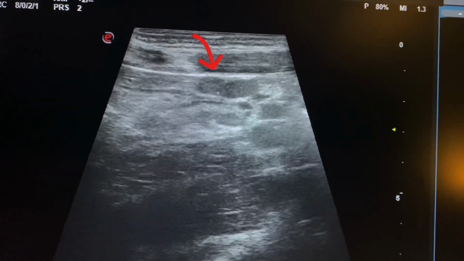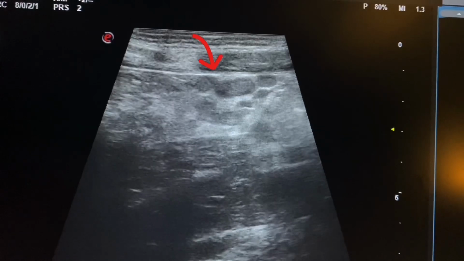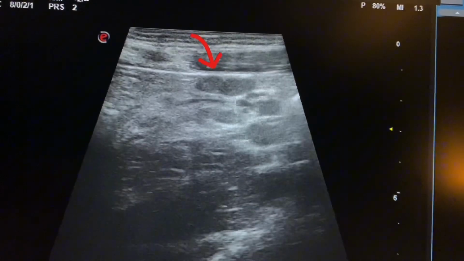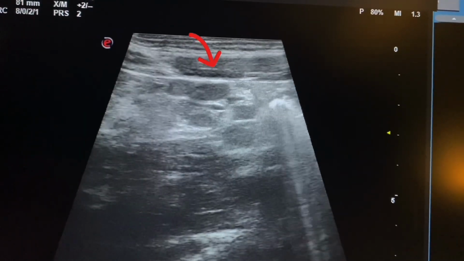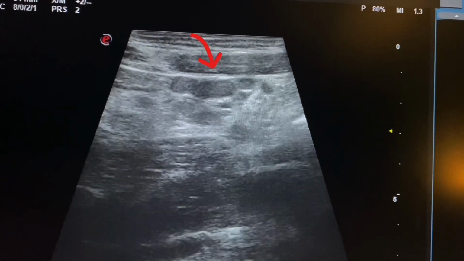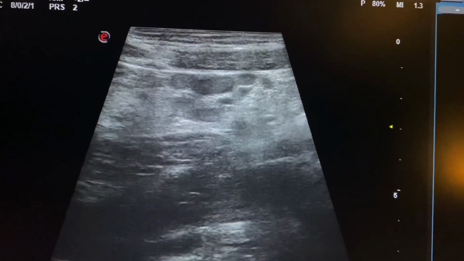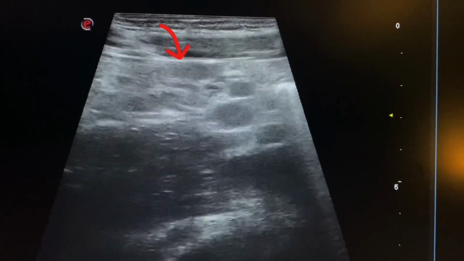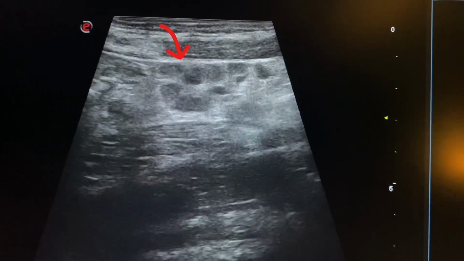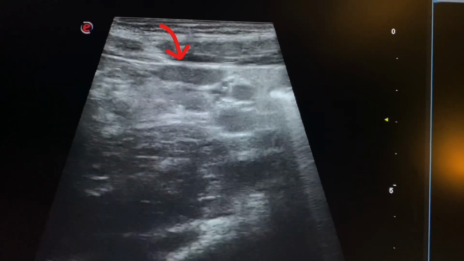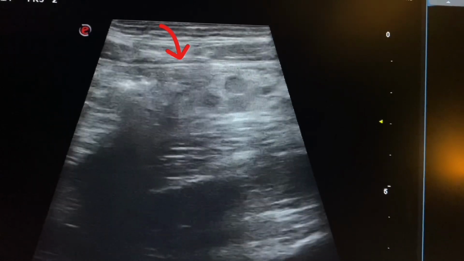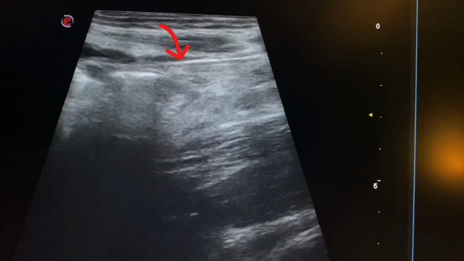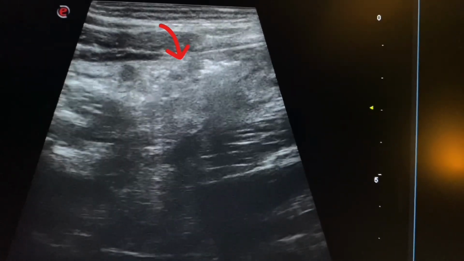Here we see the lymph nodes present around the large intestine or ascending colon, which are enlarged in size, and they are only visible when there is inflammation. These are mesenteric lymph nodes. It seems like there is also an inflammation in the mesenteric tissues around the gut loop or intestine.